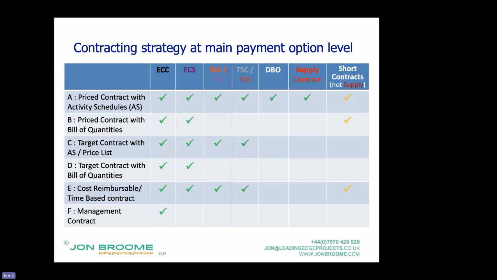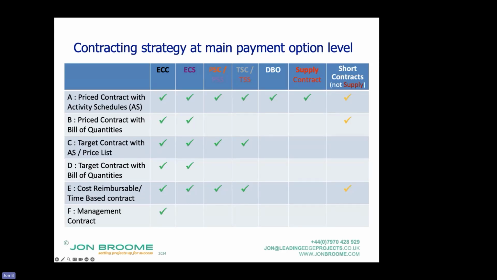But you might be in pain, in which case, again, it's split in pre-agreed proportions, that overrun. Okay. What's the difference between the target contract with activity schedules or a price list, if you're looking at these ones, or the target contract with the bills of quantities?